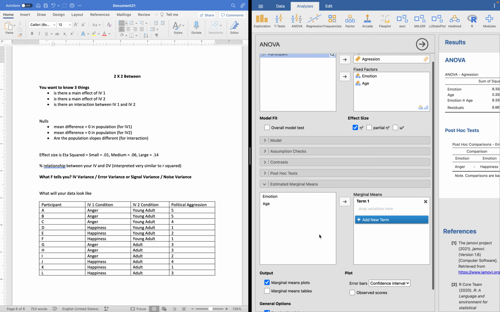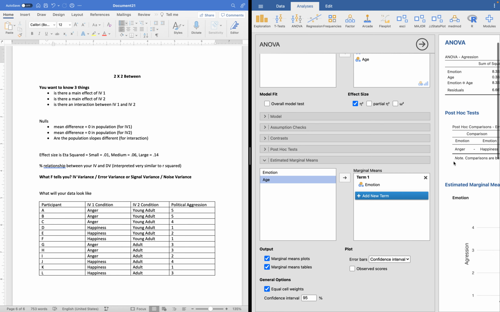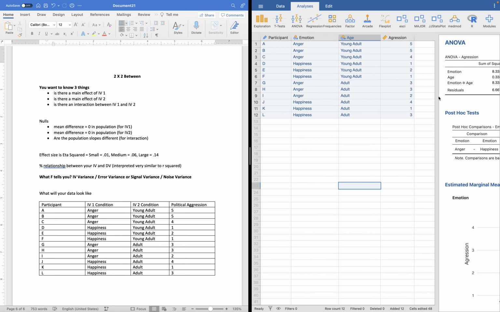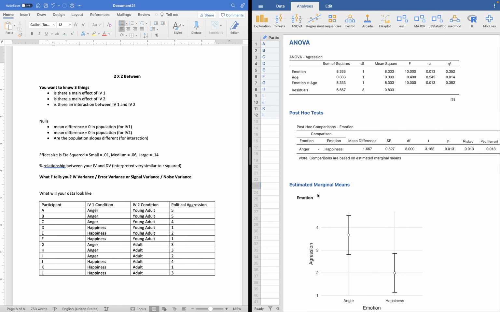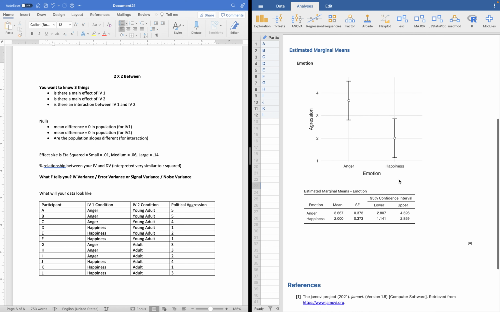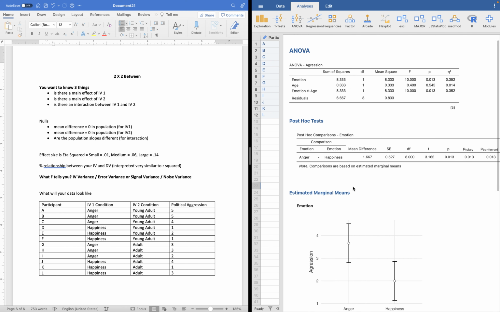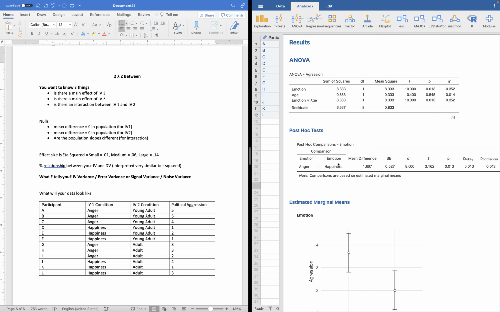The other thing I would like is just marginal means tables and plots. So that's going to help me out quite a bit. Right here I can see I was right. My anger manipulation led to more political aggression than my happiness manipulation. Awesome. These are going to come in handy when you want to make that main effects graph. See the handout, C Lab. They're going to teach you how to do that. All right. So that's the main effect of emotion.